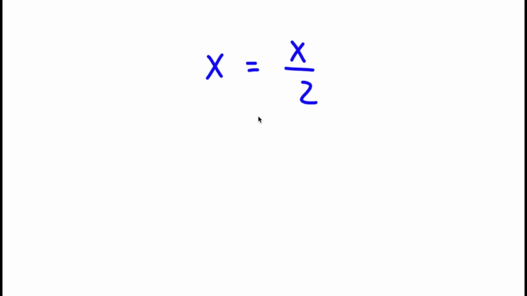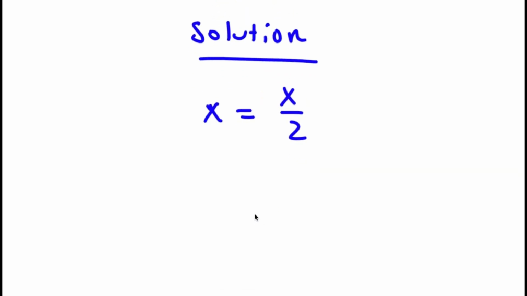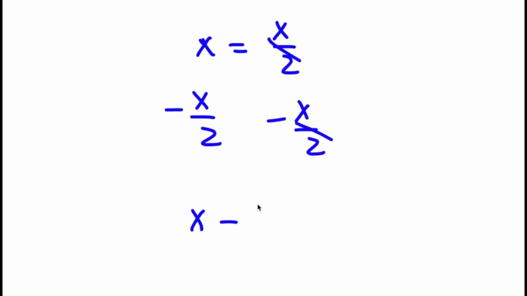Alright, so for this problem, I have x is equal to x over 2. So I want to find the value of x here. So for my solution, first start with x is equal to x over 2. Now, I'm actually going to subtract x over 2 on both sides. So then, these two x over 2's cancel out, and now I'll be left with x minus x over 2 is equal to 0.